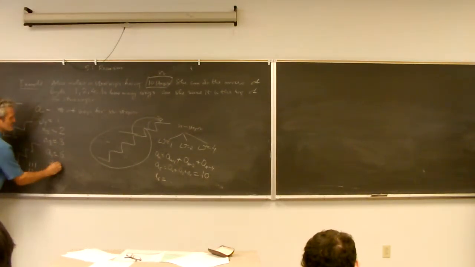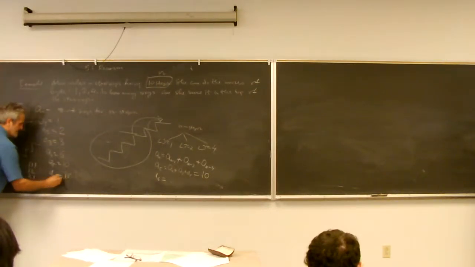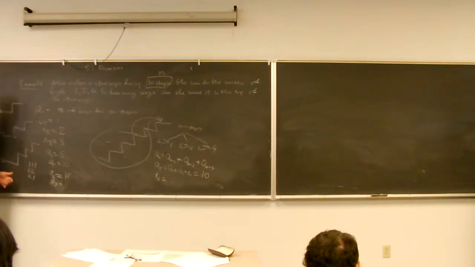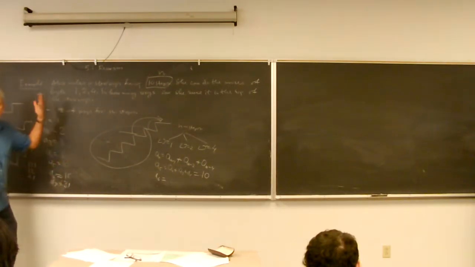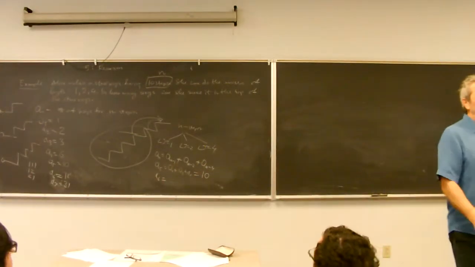So a5 is what we said? 10. How much is a6? You can do it quickly. Add, skip, add. So what would that be? 18. How much is a7? 28, then 31. And then keep doing it until you get a10, and that will answer the question.